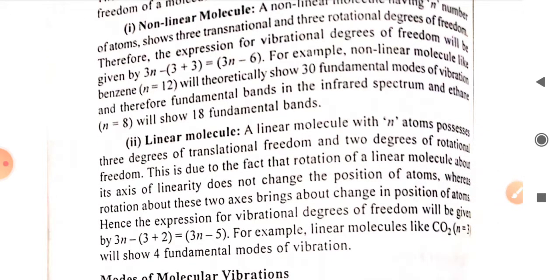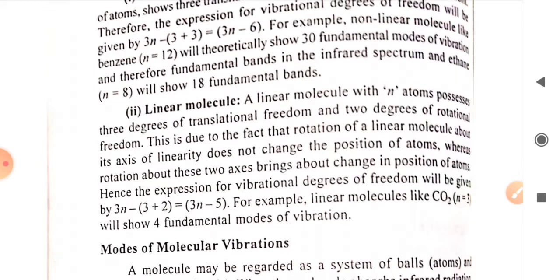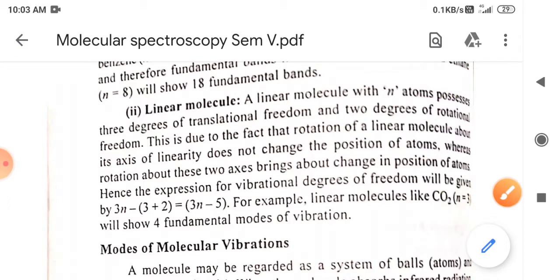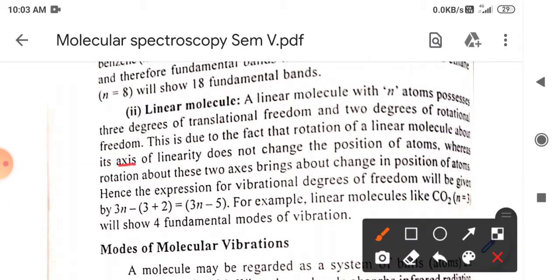Now consider the linear case. For the linear case there is one change. For a linear molecule having n atoms, there are 3 translational degrees of freedom and 2 rotational degrees of freedom, so 1 degree of rotational motion gets decreased. Why is it so? This is due to the fact that the rotation of a linear molecule about its axis of linearity does not change the position of the atoms. So if you consider the rotation of the molecule about its bond axis, there is no change in the position of the given atoms.